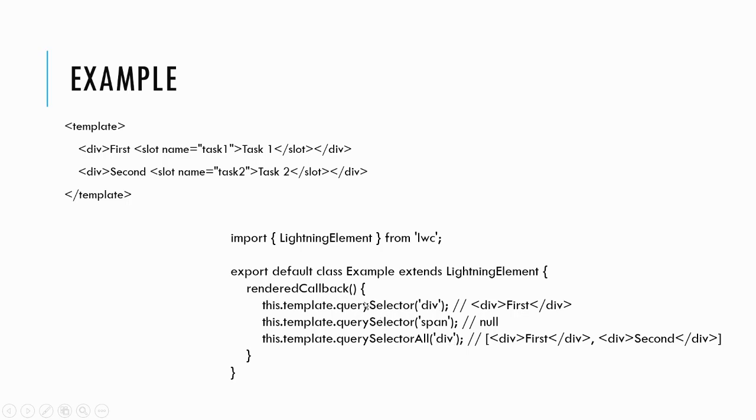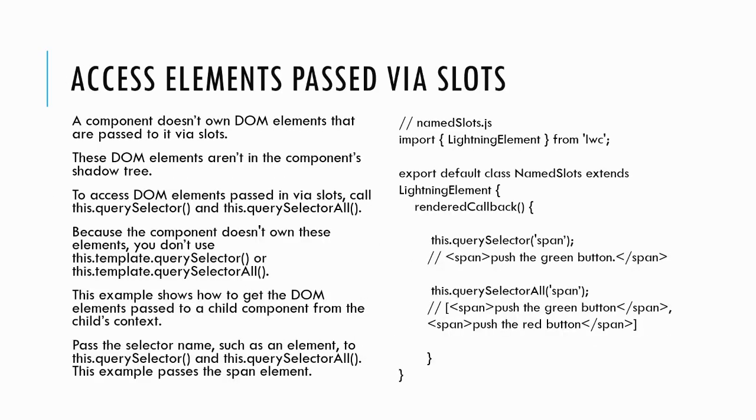Now, in case of querySelectorAll, it will return the array of the elements which satisfy this parameter. So it will return div first and div second. This is how this.template.querySelector has to be used when we are trying to access the elements which the component itself owns. Now let's see how slots are used.